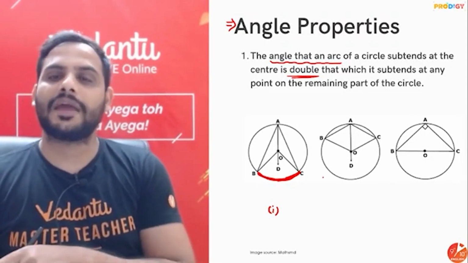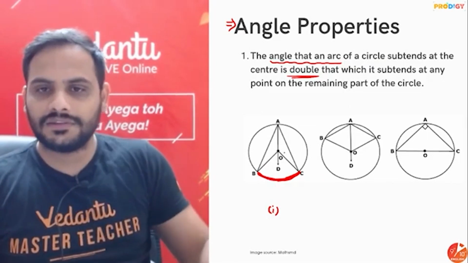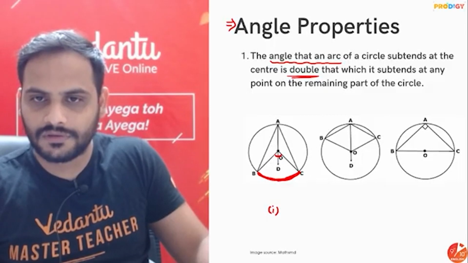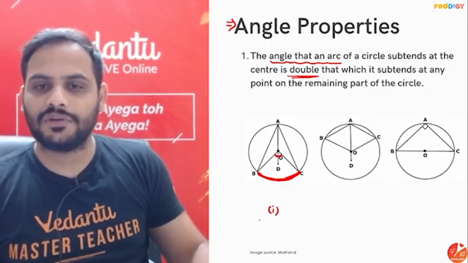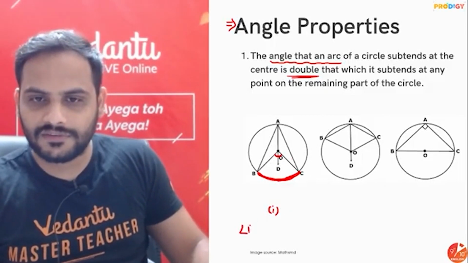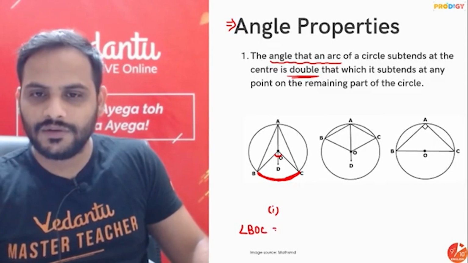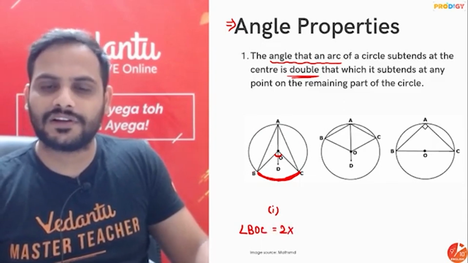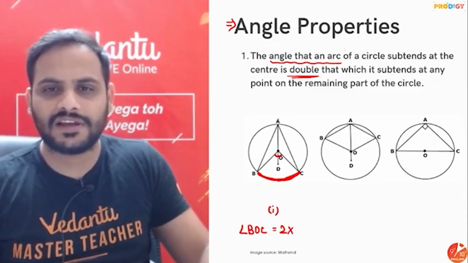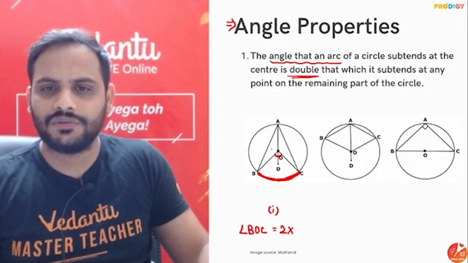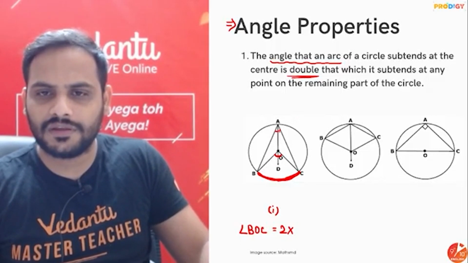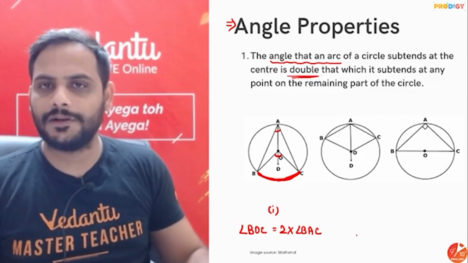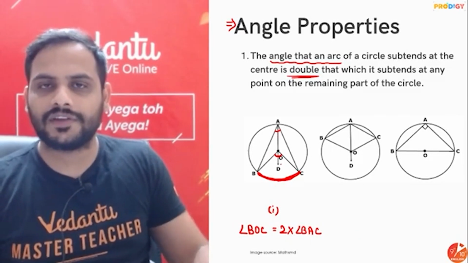Alright, this is my minor arc. This angle subtends an angle at the center, which is your angle BOC. In the first case, I can say this angle BOC will be double of any angle in the remaining part of the circle. So, anywhere on the major arc, join any point of the major arc with B and C, let's say this angle BAC. So angle BOC will be twice of angle BAC. If this angle is 30 at the center, it will be 60.